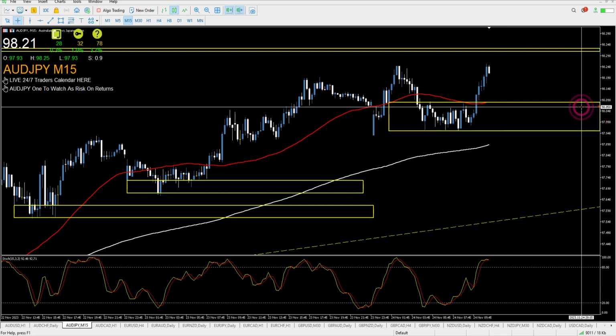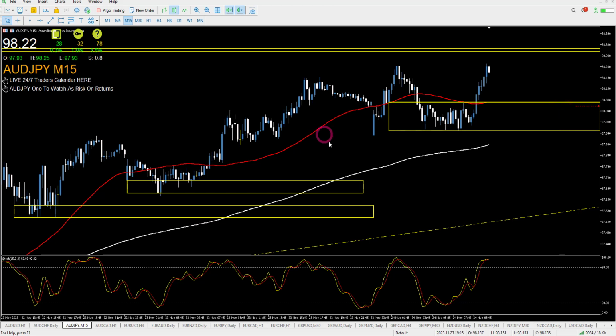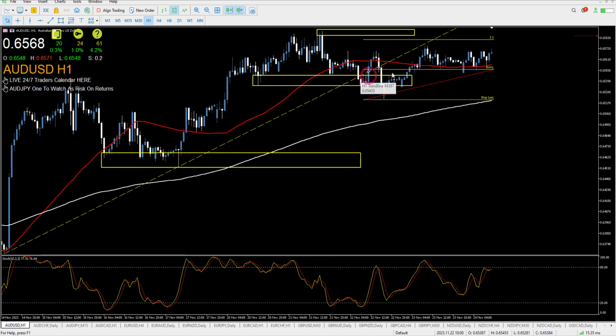So I have set an alert down here at the 98.05 handle, looking to see if we can get a retest and a potential continuation at that point through there. Let's hop over to Aussie US dollar, because if you had kept this order open, this would be your current position.